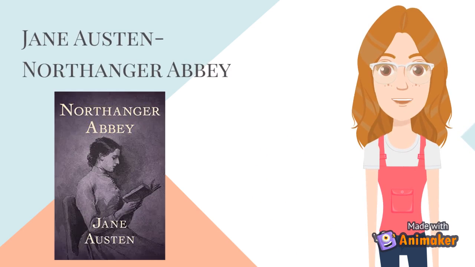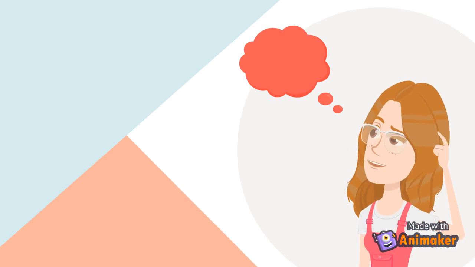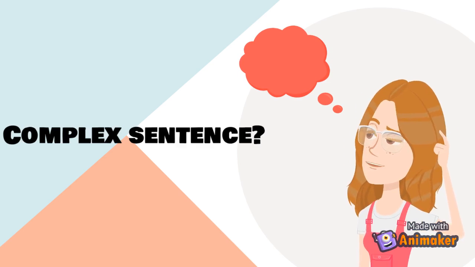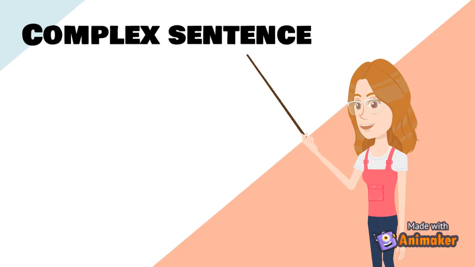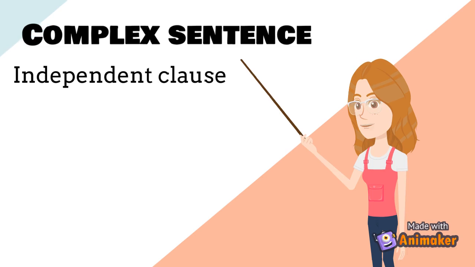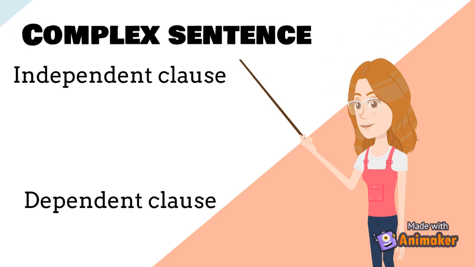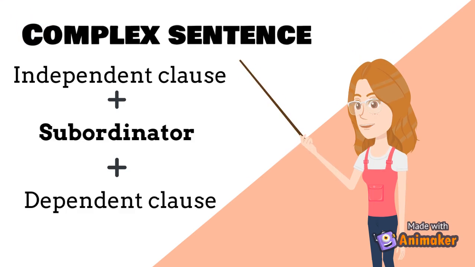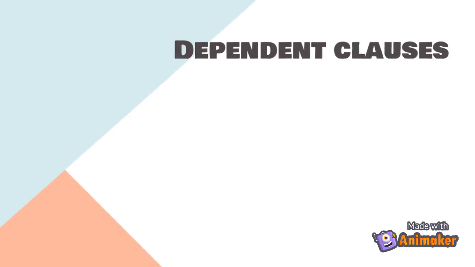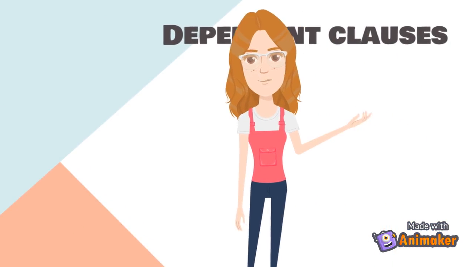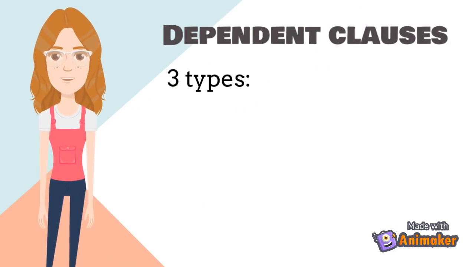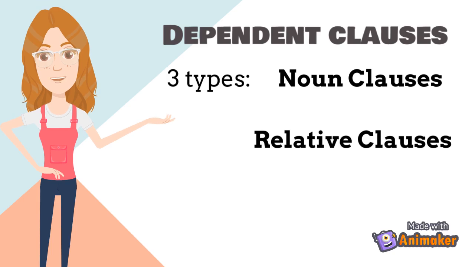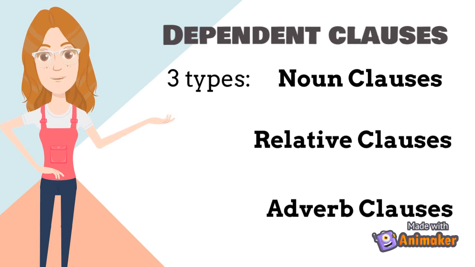Okay, but first of all, I have to explain to you what complex sentences are, right? A complex sentence is a sentence that contains an independent clause and one or more dependent clauses, where we use a subordinator which introduces the dependent or subordinate clause. Dependent clauses can be divided into three types. We have noun clauses, relative clauses, and adverb clauses. But today we are going to focus on the first two types.